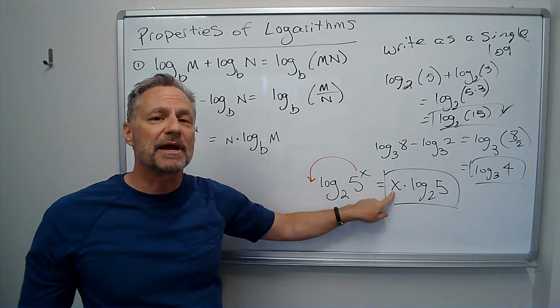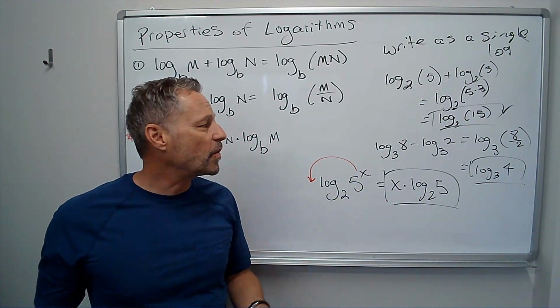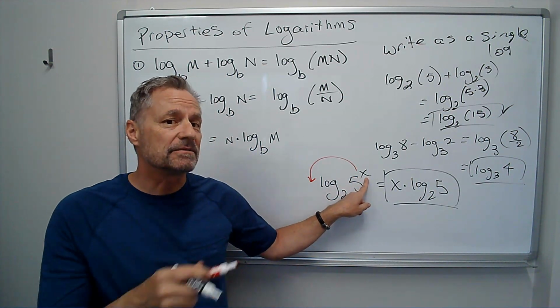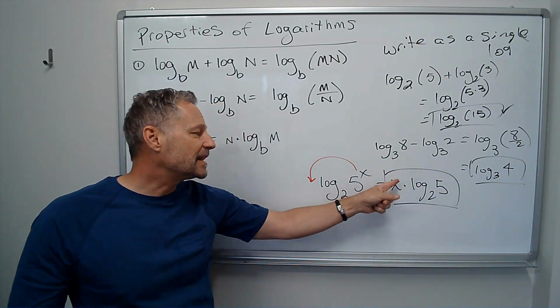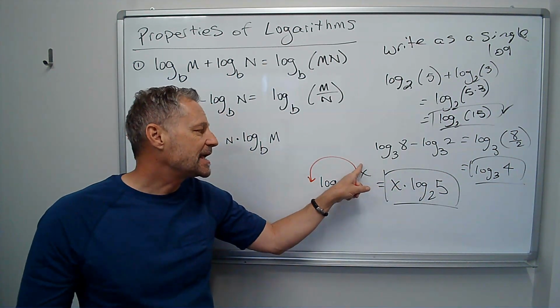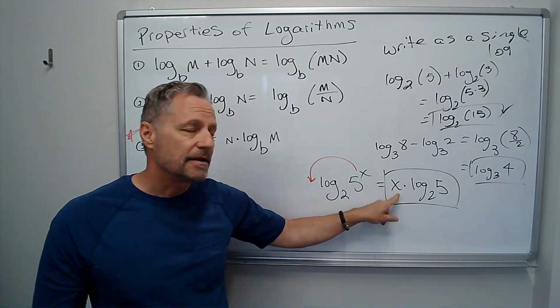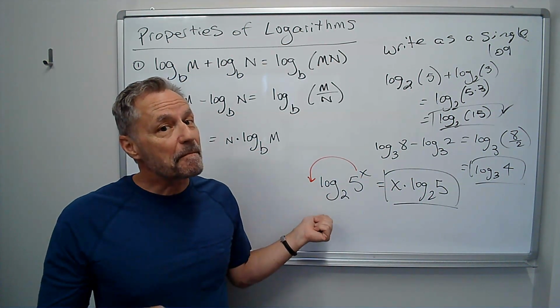This is the property I'm going to use when I go to solve equations that are exponential. They have the variable up in the exponent. This is the property that allows me, if I have a log in front, to bring that exponent down in front. That's the third property here. This is our big one.